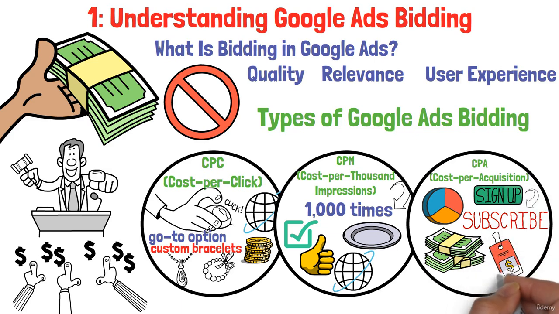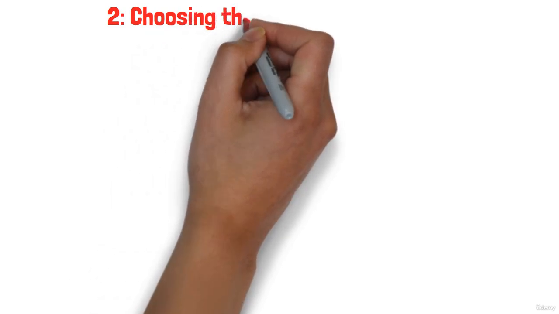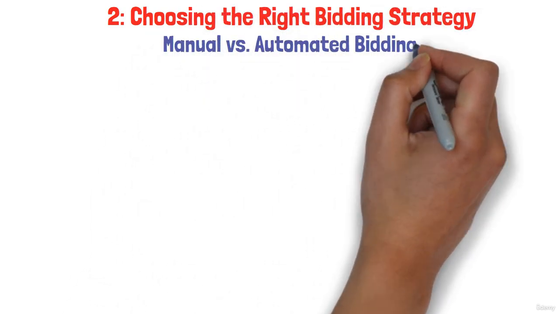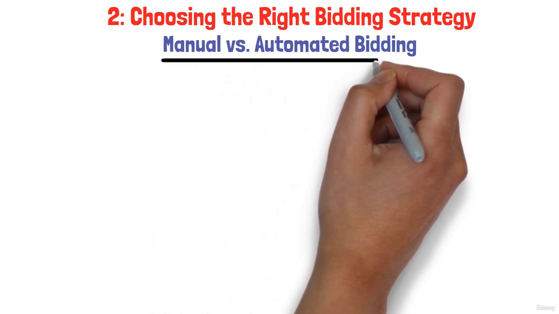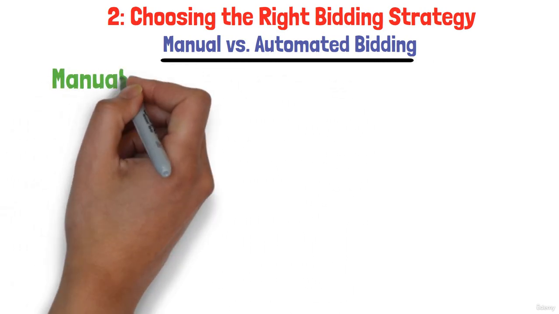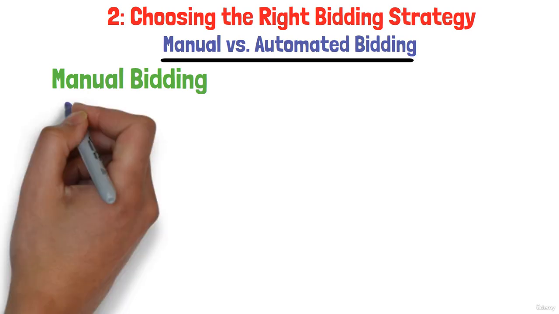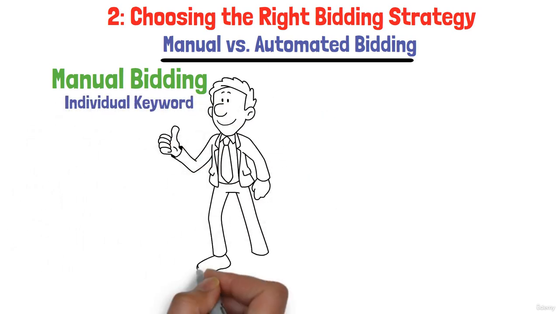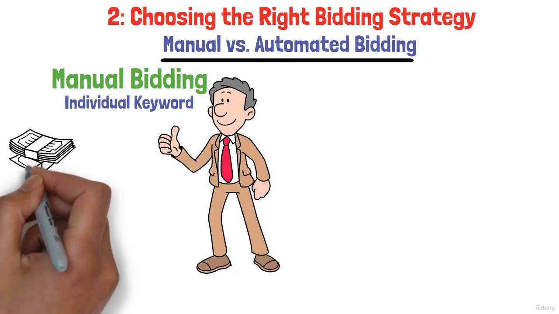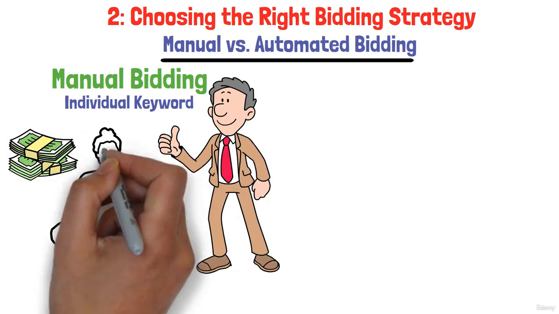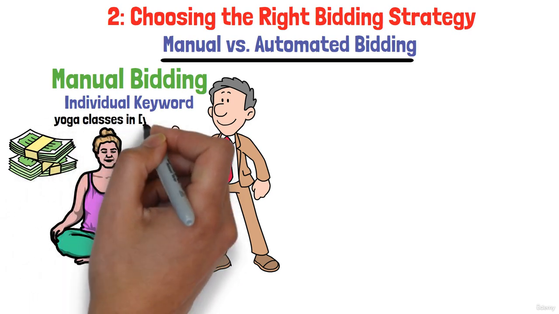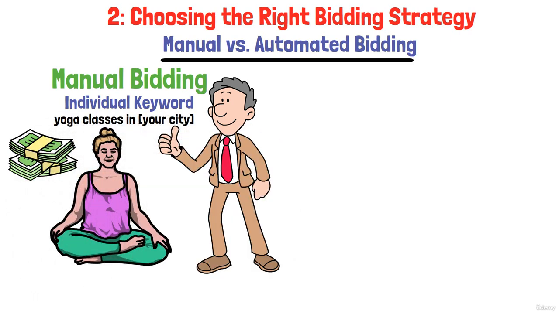Part 2. Choosing the right bidding strategy, manual versus automated bidding. Google Ads gives you the choice between manual and automated bidding. Let's look at both. 1. Manual bidding. With manual bidding, you set the bid for each individual keyword. You're in full control, but this means you need to actively manage your bids to get the most out of your budget. Example, if you're running a campaign for a local yoga studio, you might manually bid for keywords like yoga classes in your city to ensure your ad is competitive for that specific keyword.